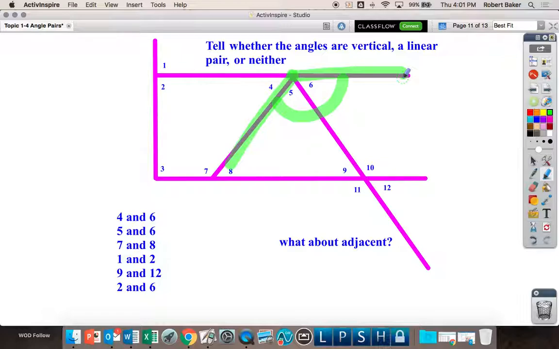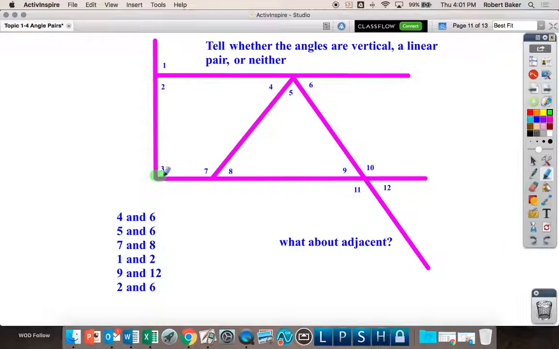Is that a pair of angles that make a line? No, it's not a linear pair. What about adjacent? Yes, they are adjacent. Are they vertical? No. Are they linear? So it's neither, but they happen to be adjacent.